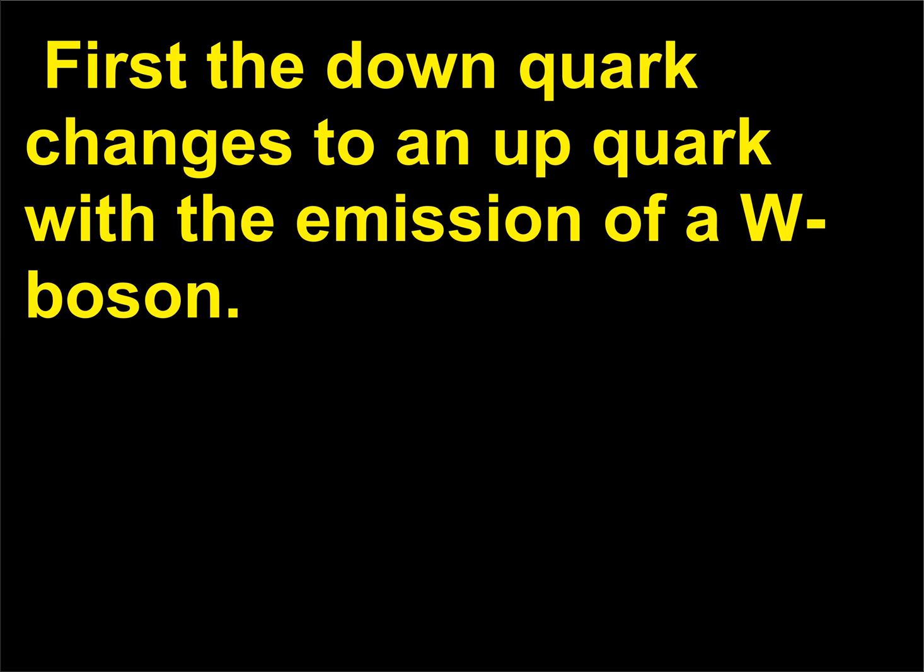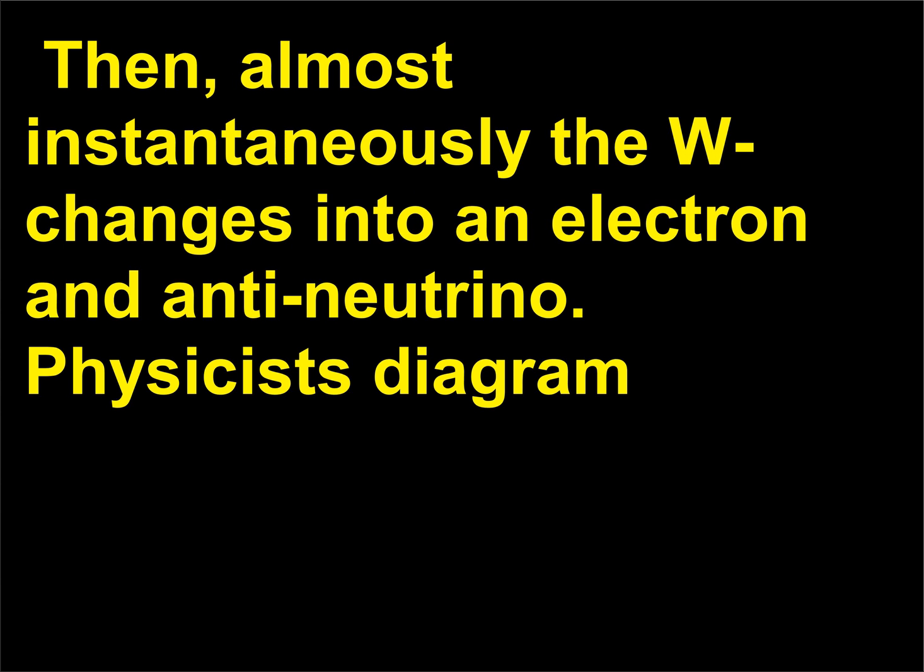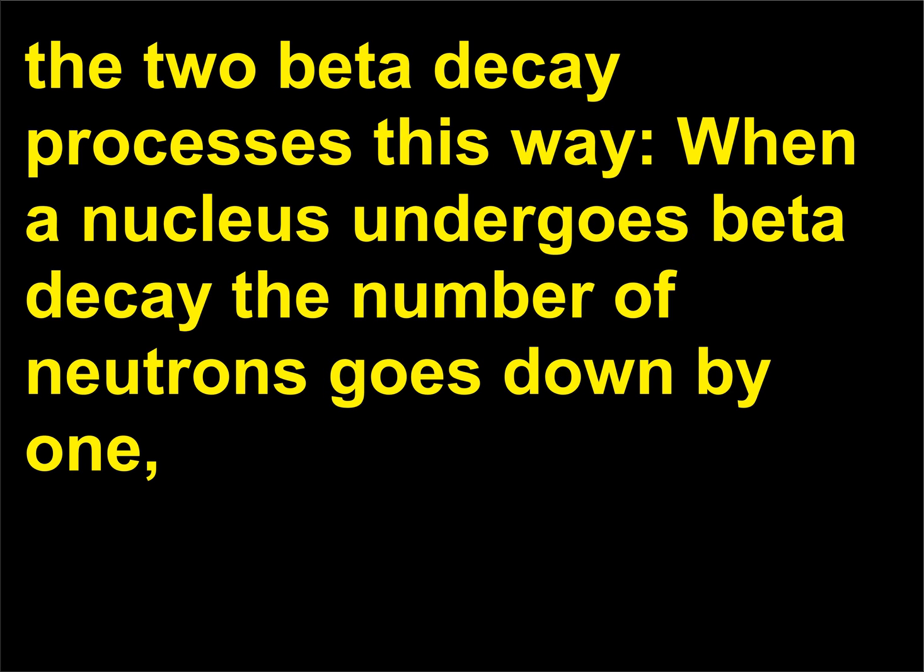Beta decay involves two steps. First, the down quark changes to an up quark with the emission of a W boson. Then, almost instantaneously, the W changes into an electron and antineutrino. Physicists diagram the two beta decay processes this way.